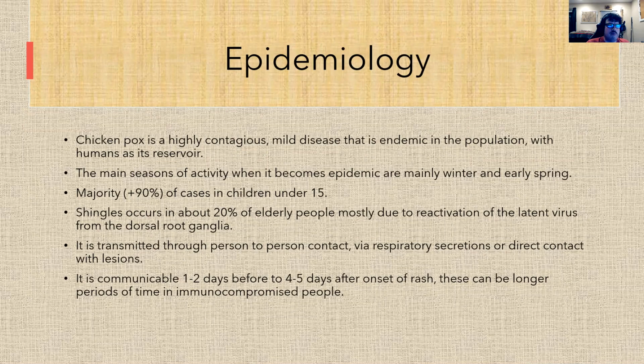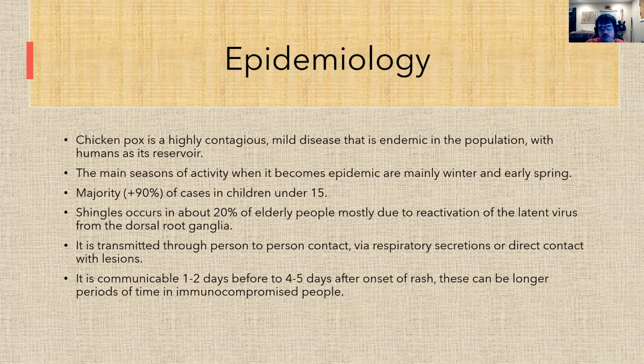Epidemiology is that chickenpox is highly contagious. It's a mild disease. It's not usually fatal, especially in the majority of cases, but it's endemic in the population, this population being the United States, with humans as its reservoir. Main seasons are usually during the winter and early spring. The majority of cases, about 90%, are in children under 15. Shingles, I just like to add in there, is going to occur in about 20% of elderly people, usually due to the reactivation of the virus in the dorsal root ganglia. So it's very interesting how that's all connected, can affect you for your whole life.